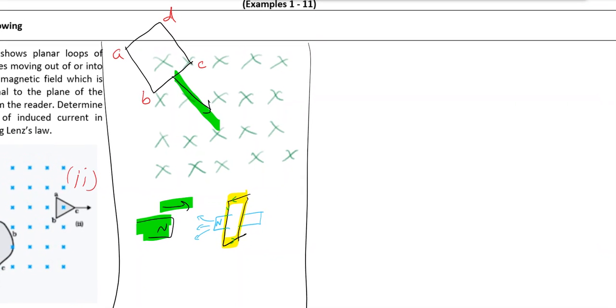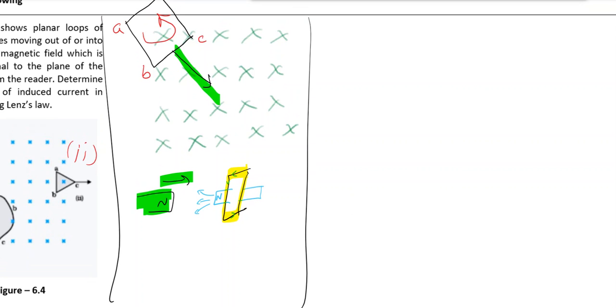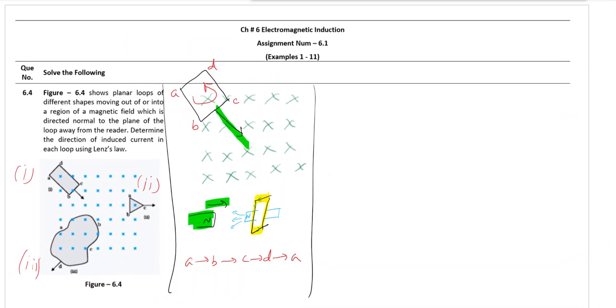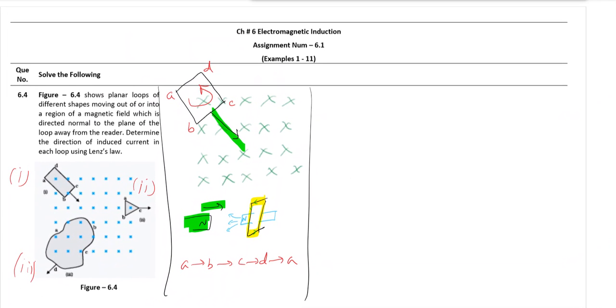So here also this ABCD loop is brought in, and hence flux is increasing. So it must oppose the external magnetic field. Applying the right hand thumb rule, we realize that if current is like this, then only the side of the loop facing us would become north pole. So the direction of induced current should be A, B, C, D, A. If this is how current is induced, then the outer part of the loop will behave like north pole, and the inner side we have induced south pole, and then only it can oppose the external magnetic field.